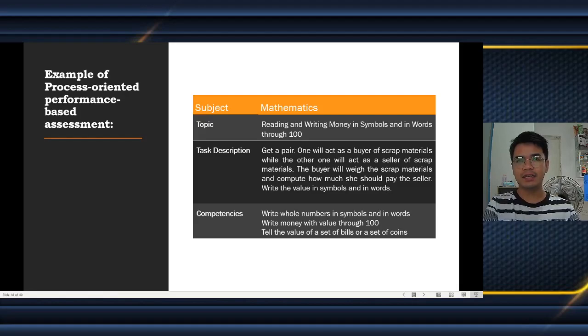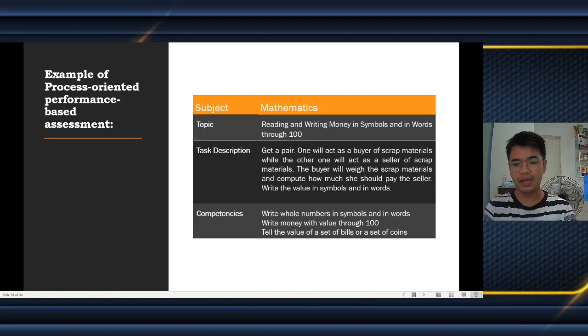So it's not just simply looking into the end of the process, but there are certain competencies that the mathematics teachers want the students to achieve. So write whole numbers in symbols and in words, write money with value through 100, and tell the value of a set of bills or a set of coins. So there is a process again. It's a multi-stage task. Okay?